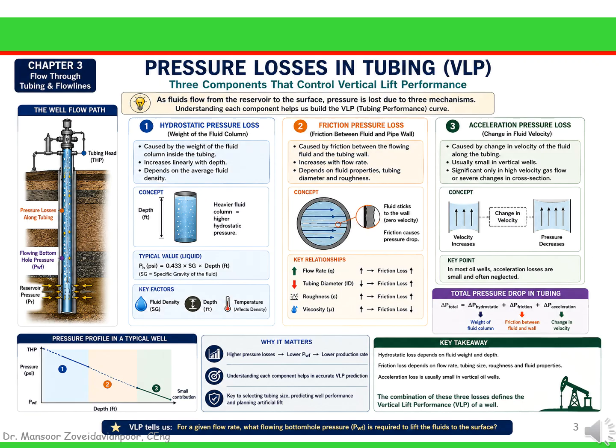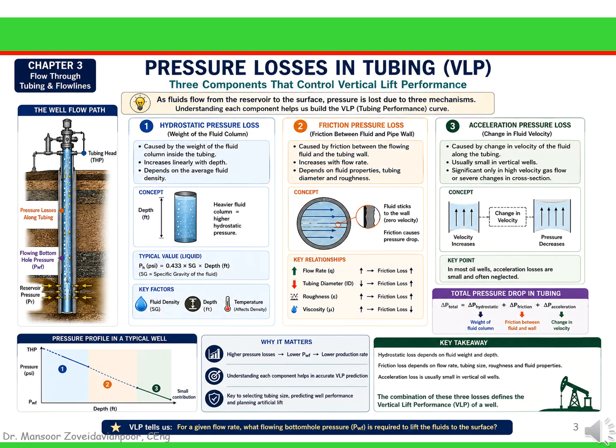The largest is hydrostatic pressure, the weight of the fluid column that the reservoir must continuously support. Next comes friction, created as the moving fluids rub against the tubing wall. Finally, acceleration pressure losses occur whenever the fluid velocity changes. Although usually small in oil wells, they can become important in high-rate gas wells and changing flow conditions. These three components combine to form the vertical lift performance, or VLP, curve.